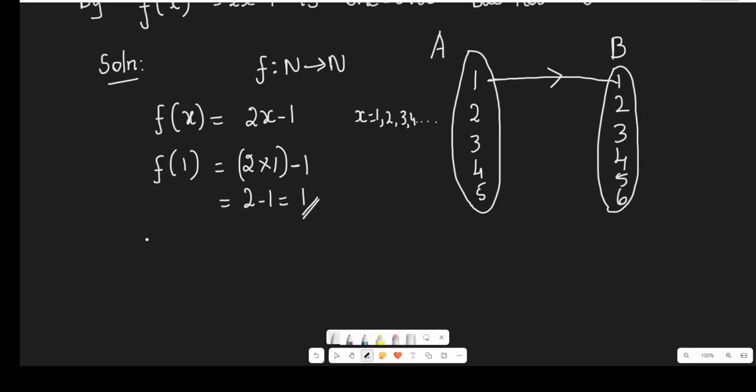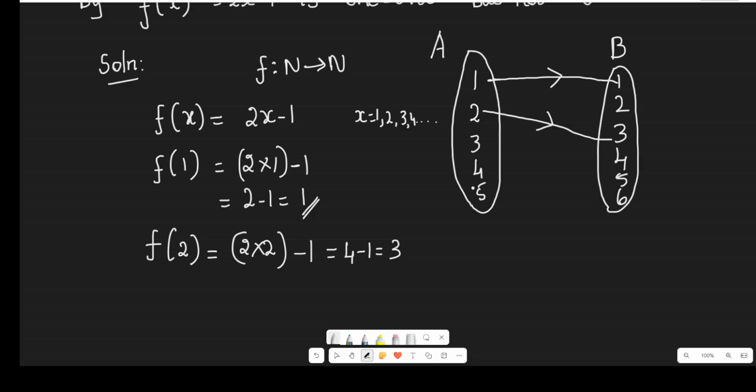Apply the value, it will be 2. If you are applying number 2 for x, we will be getting 2 into 2 minus 1. Then what would be the answer? 4 minus 1 equals 3. Here we are applying the input is 2, the output is 3. So we have to relate 2 with 3.